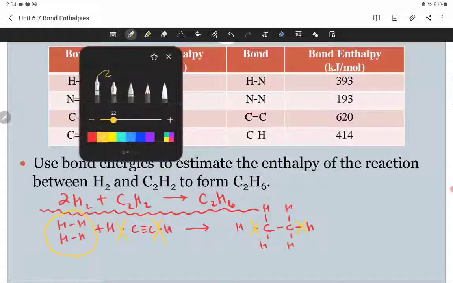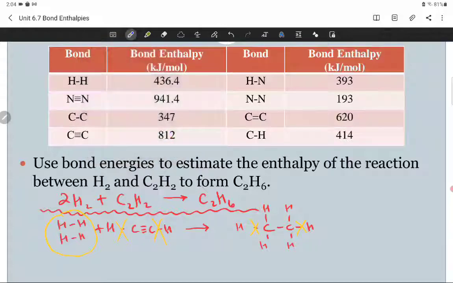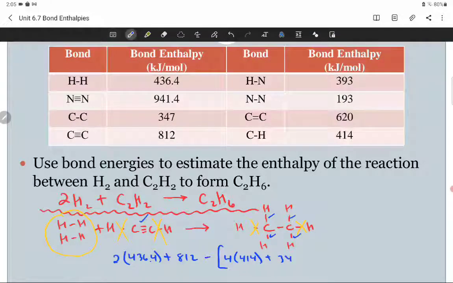You know, let's change that again. Let's go to blue. So we have 2 times 436.4. We didn't count this C triple bond C, so that's 812. And then all our bonds formed. I think we have 1, 2, 3, 4 of those C to H bonds. And I think we have 1 of the C single bond C, and that's 347.